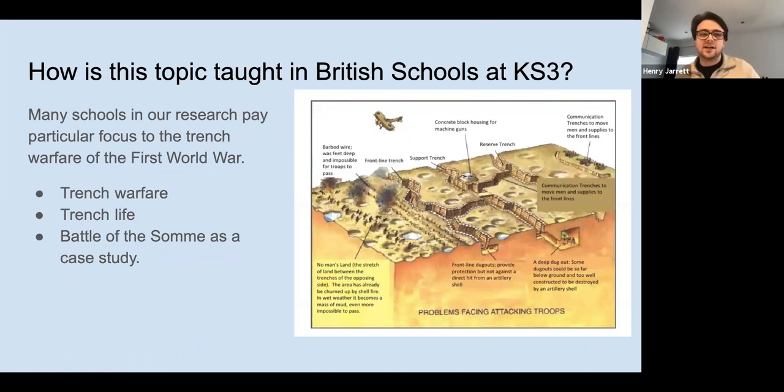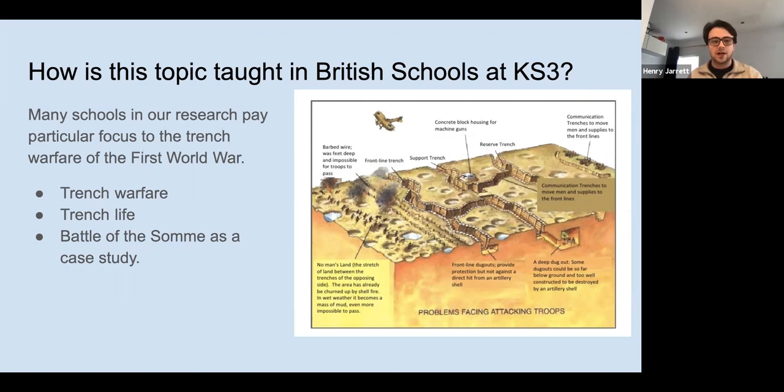So in order to get an understanding of the topic and how it's taught in schools, Tom and I looked at how it's taught in our placement schools currently, and our experiences in education ourselves, whilst looking at other schools' curriculums as well. And the same themes kept coming up, as mentioned in one of the previous presentations. Particularly in my school, there's a huge focus on trench warfare, so how the war was fought between two trenches in northern France and Belgium.